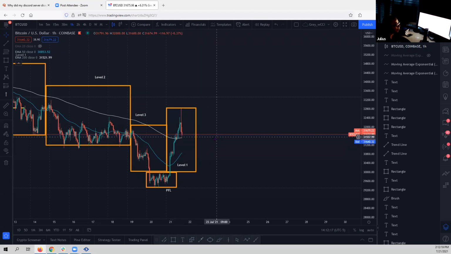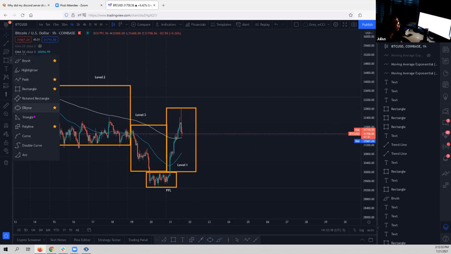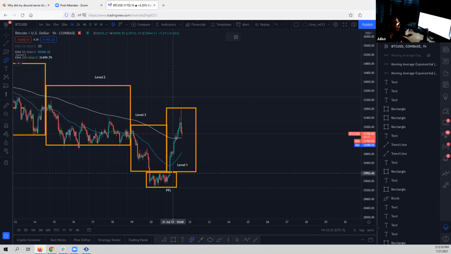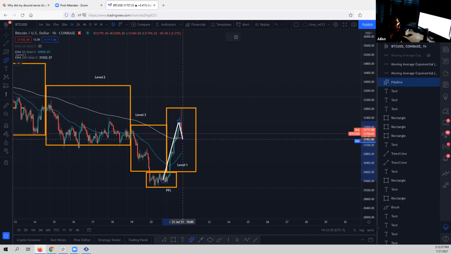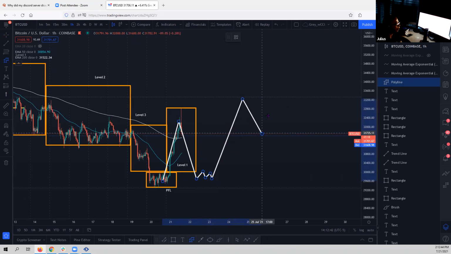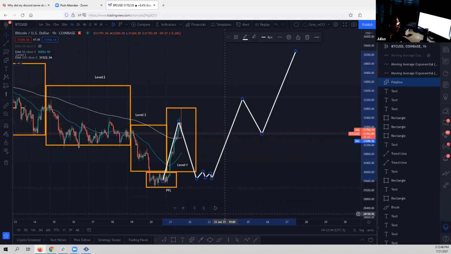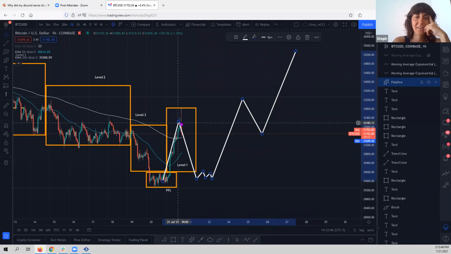Now I'm going to explain something. If these EMAs do not cross over, we could just end up with a scenario like this. Hold on, polyline. Price could just do this, and then give us the, make sense? Which is a W pattern. That'd be a big W.